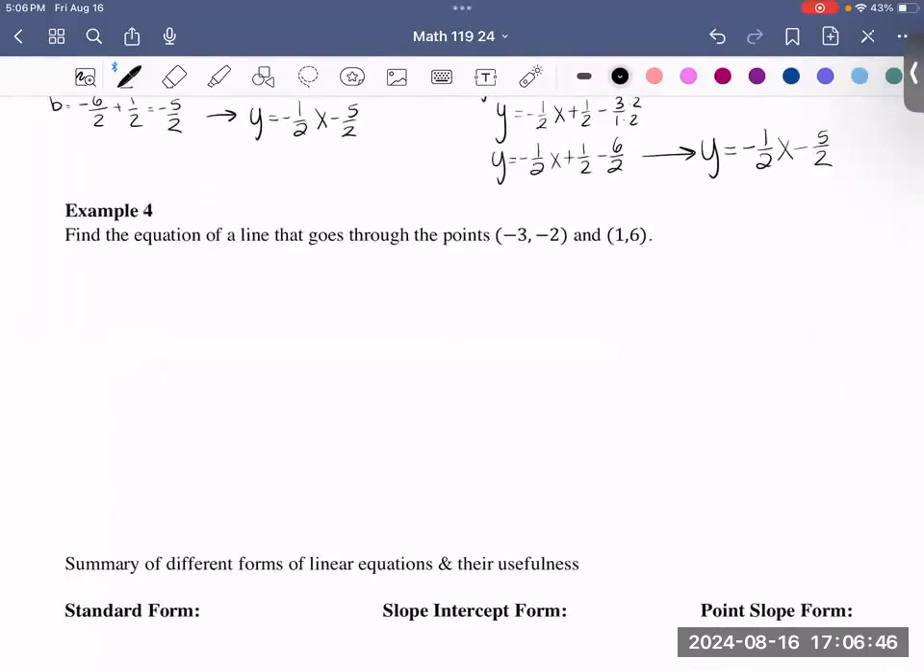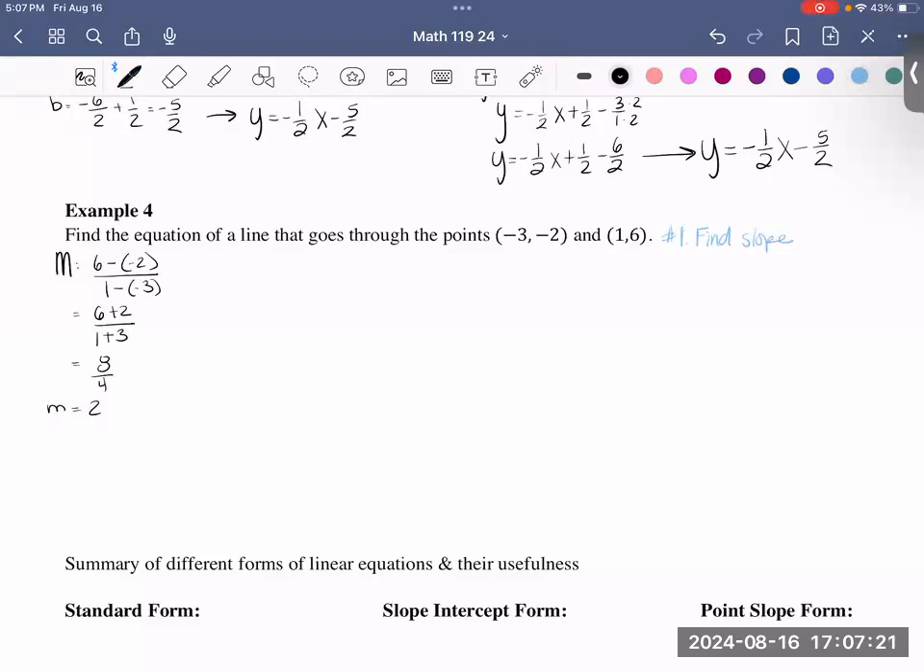Find the equation of a line that goes through the points -3, -2, and 1, 6. So pause the video, kind of go from start to finish. So the very first thing we need to find is your slope. So you don't have your slope, so we need to go find your slope. 6 plus 2, 1 plus 3. So we're working with 8 over 4 or 2. So that's your slope. So number 1 is to find slope.